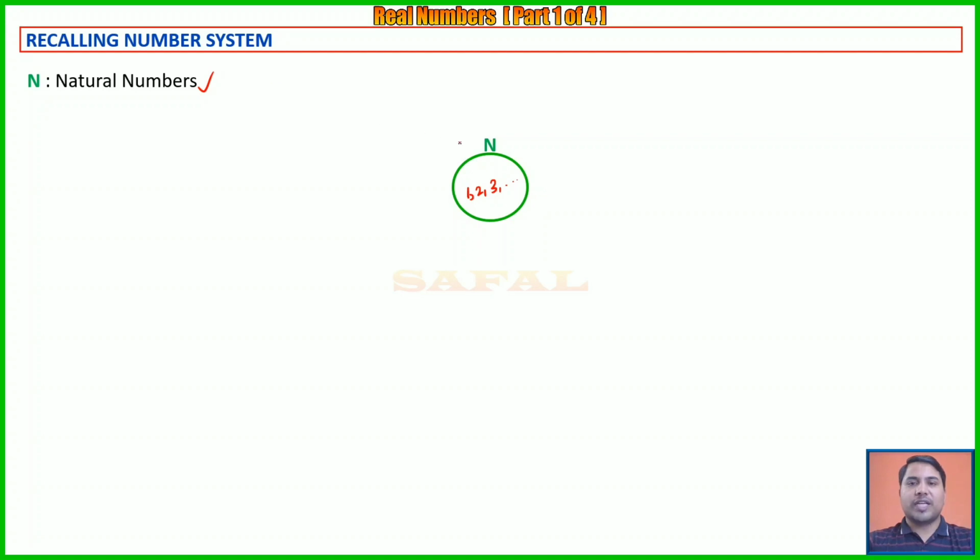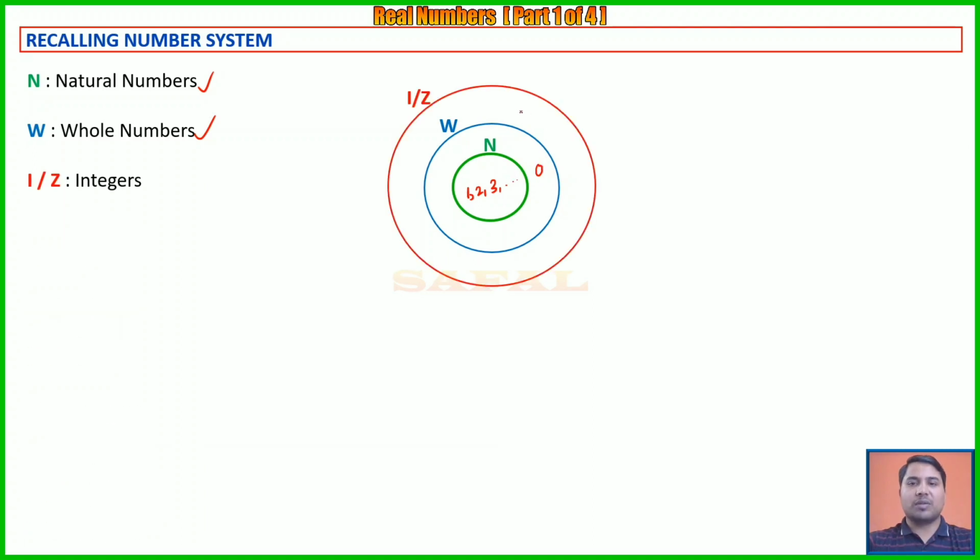Then we saw that if you take 0 with natural numbers, we get a set. The name of the set is what? Whole numbers, denoted by W. So in this region only 0 will come. The next set or the next number we have studied is integers. So integers are nothing but natural numbers, negative of natural numbers and 0. So natural numbers are taken, 0 is taken, then negatives of natural numbers we are supposed to take, that is -1, -2, -3, -4 and so on. It will keep going. Capital letter I or Z is used to denote integers.